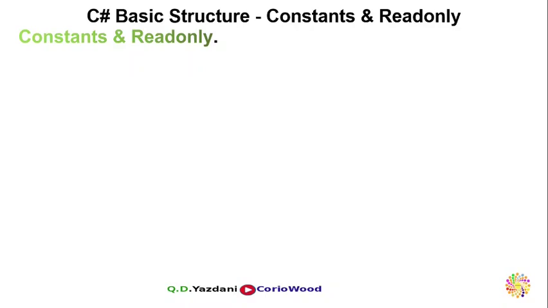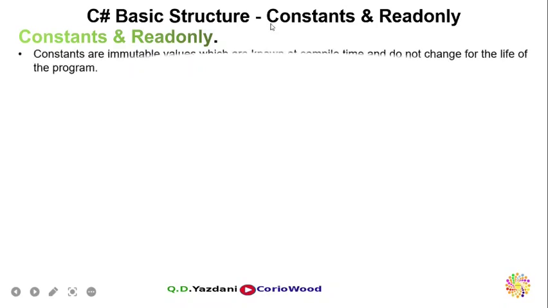In this video we're going to see what constants and readonly are. Constants are fields whose value is set at compile time and cannot be changed. So once you put the value for the constant, you cannot change it. Constants are immutable. Immutable means it's not mutable. It means you cannot change it.